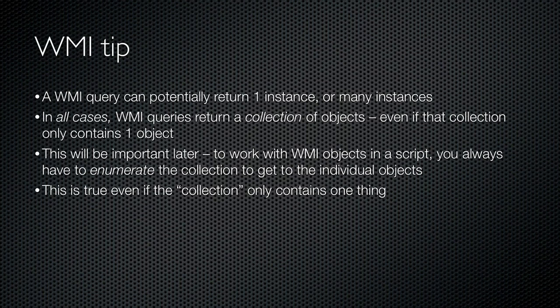Either way, what you get back is usually a collection of objects, even if that collection only contains one object. This is important because whatever object you get back might not be the actual WMI object you want, but instead might be a sort of container for the collection. So, no matter how many objects you expect to get back, you have to enumerate through the collection to get the actual WMI objects. I'll show you how in a little bit.